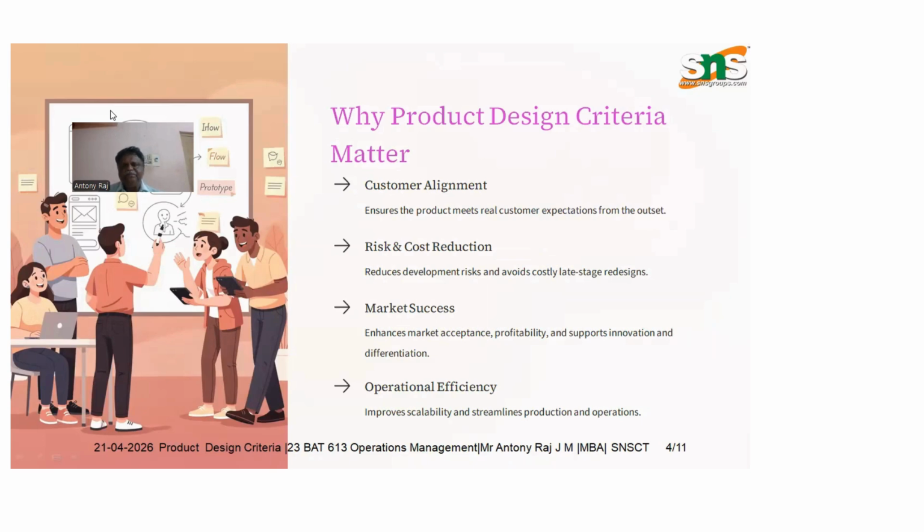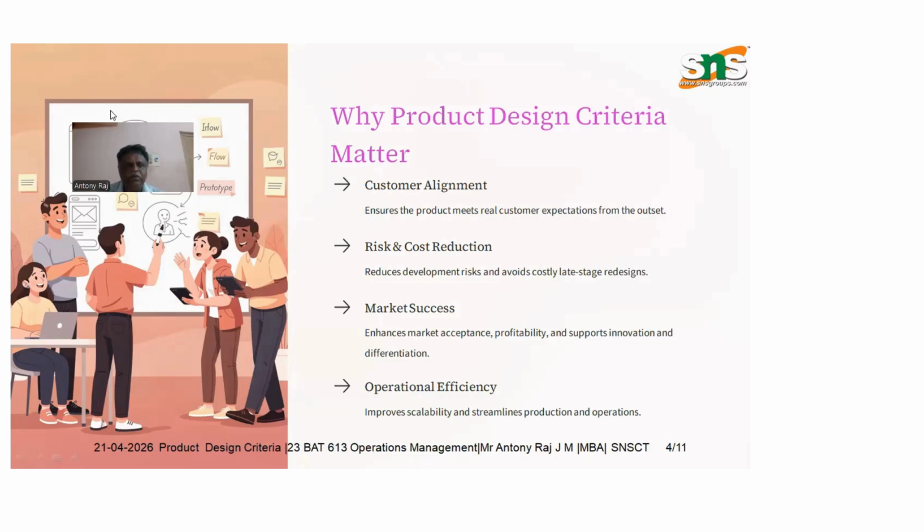And second, the product design criteria itself should reduce the risk of development of the product. And also the cost should be balanced. So this is also a very important criterion. And then the third and key important thing is market success. The product design criteria should ensure that after the development, the market accepts the particular product and the product is very much profitable. And then the product should also support innovation. It should not be one among the 10 products. The product should stand out, it should be innovative, and also have cost differentiation.